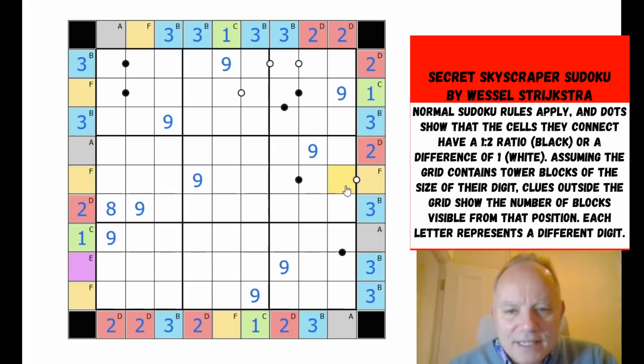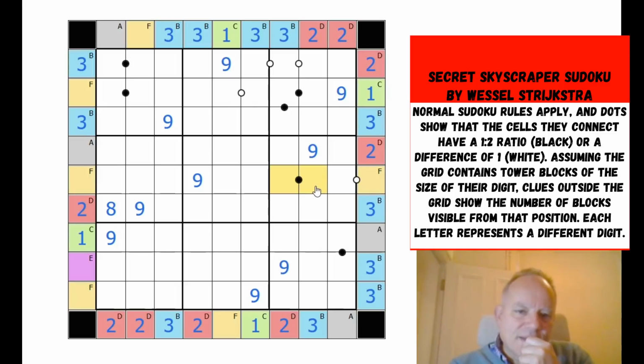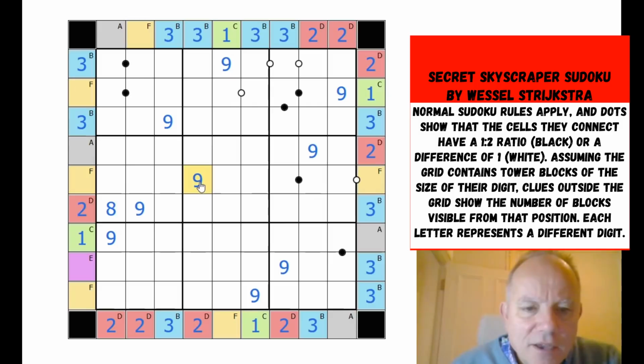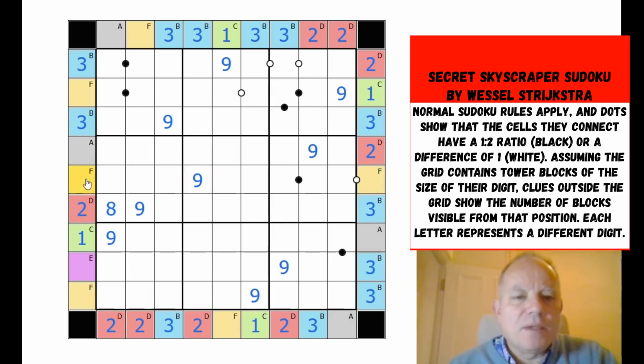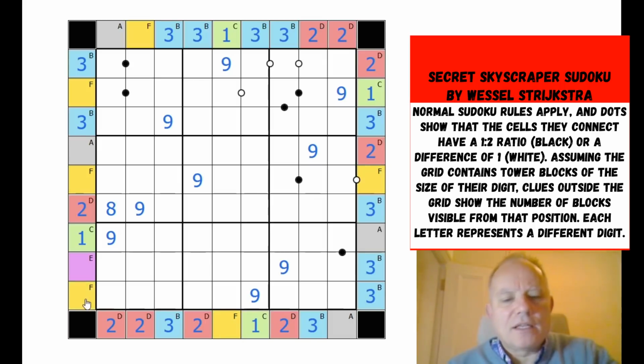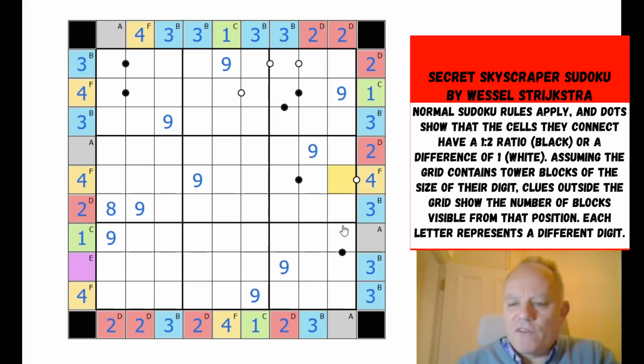That can't be an 8, but 8 could be on the... Oh, look, no, F there is looking at a 9 that's 4 cells away, and F can't be 1, 2, or 3. So F is 4, and that is the number on the crop key dot. So this is a 3 or a 5.